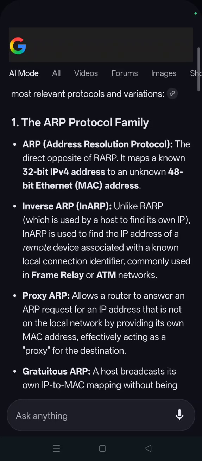తర్వాత IARP, unlike RARP, which is used by a host to find its own IP, IARP is used to find the IP addresses of remote devices associated with a known local connection identifier, commonly used in frame relay and ATM networks.